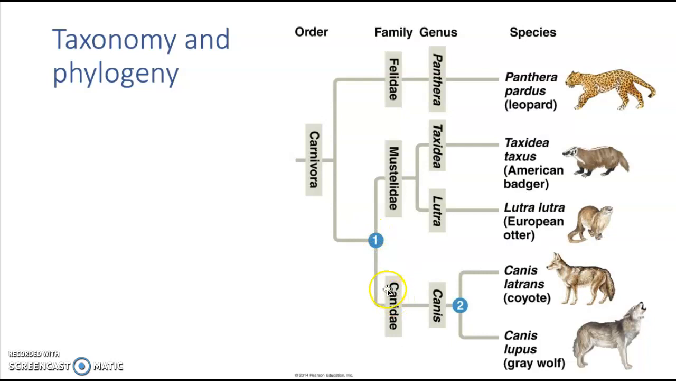But the canids are more closely related to the mustelids, which include things like the badger and the otter. So they share a common ancestor here that they do not share with the felids. The felids are on a separate branch, though they are all related to each other because they are all part of the order Carnivora. So when we look at phylogenetic trees, what we're actually doing is using them to understand how groups of organisms are related to each other.